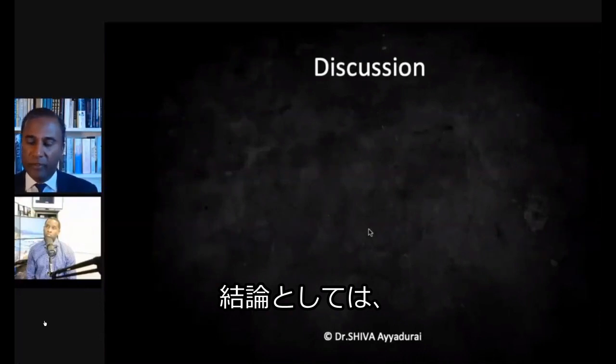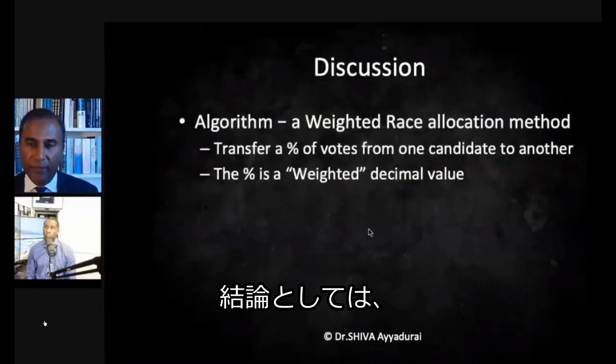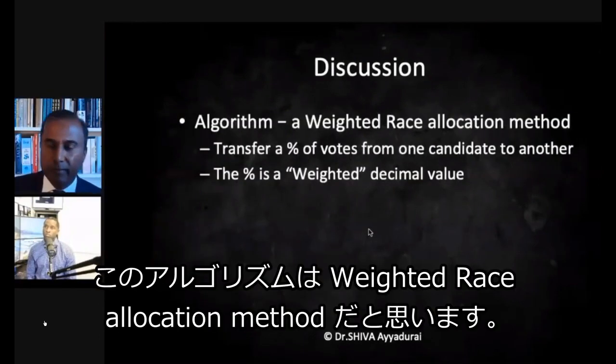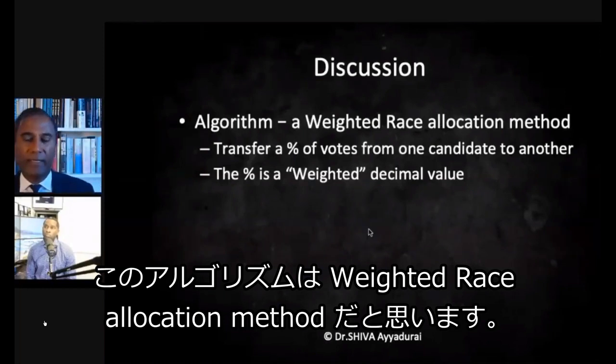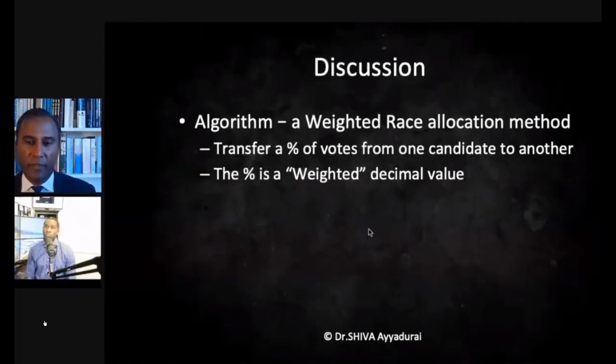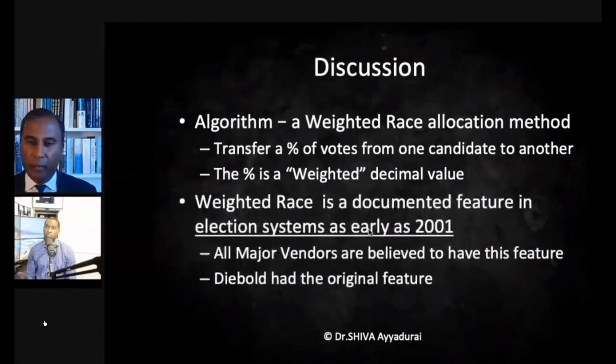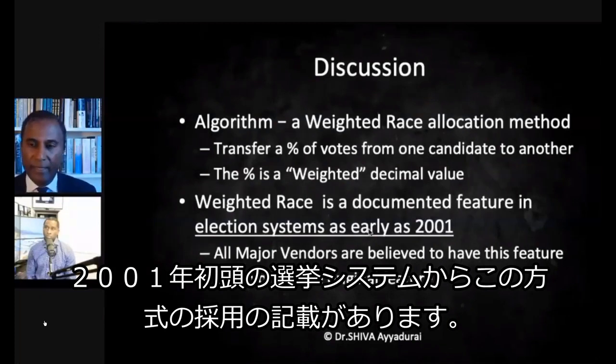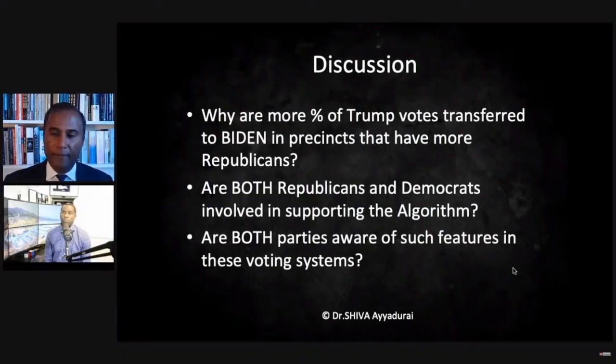So what's the discussion? Those are the results. Let's have a discussion here. The algorithm, we believe, is a weighted race allocation method. It's a transfer of a percent of votes from one candidate to another, the weighted race method. And one of the things is that the weighted race, as we mentioned at the outset, is a documented feature in election systems as early as 2001.